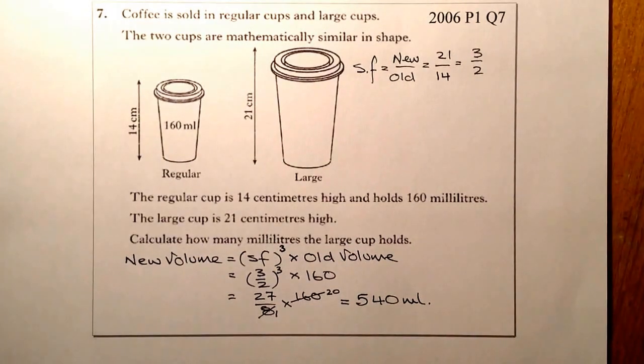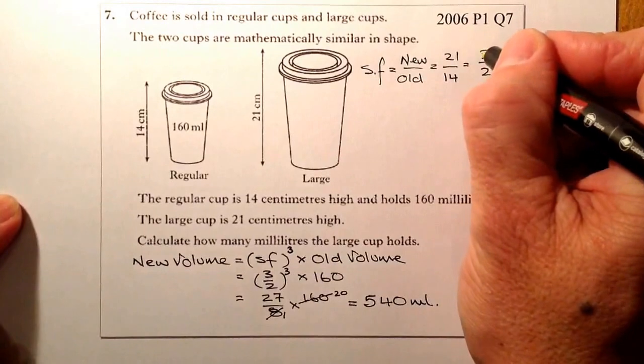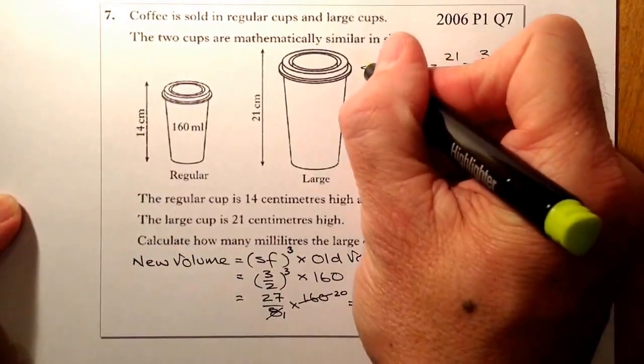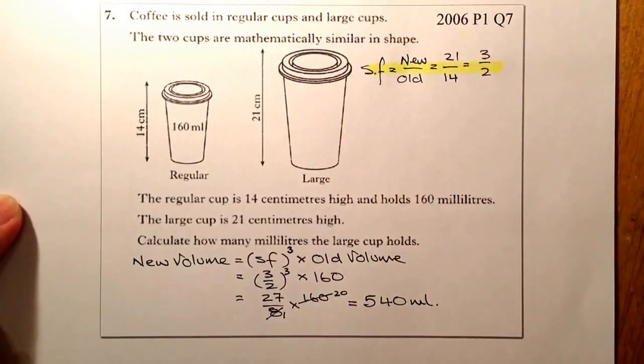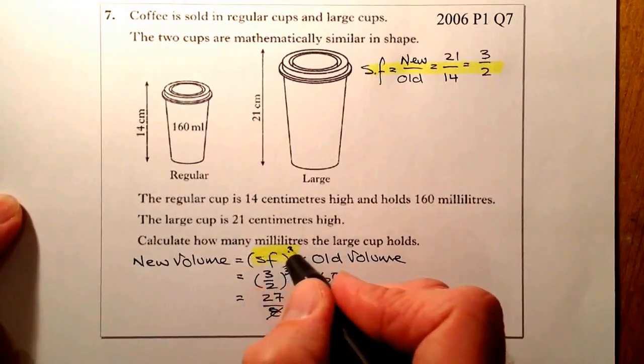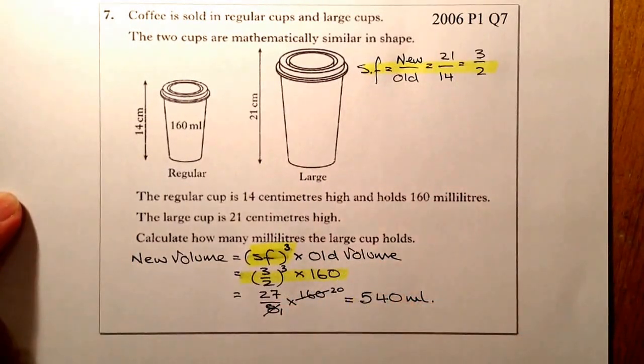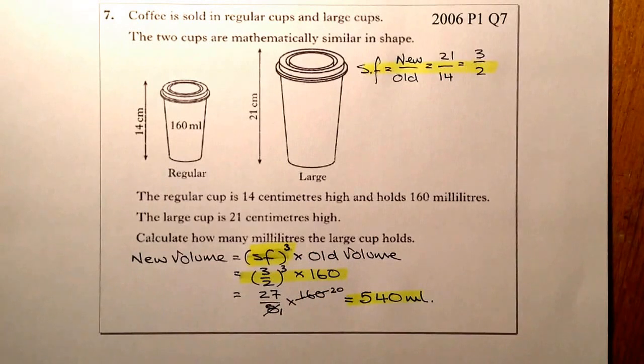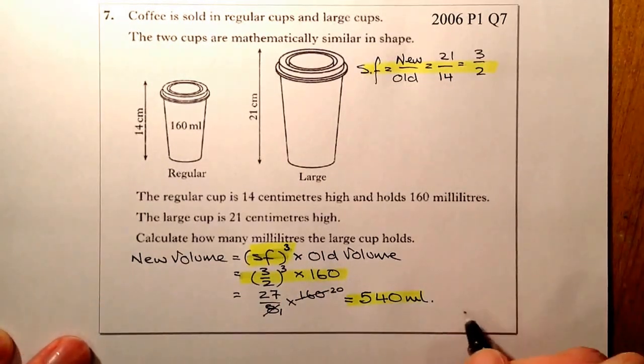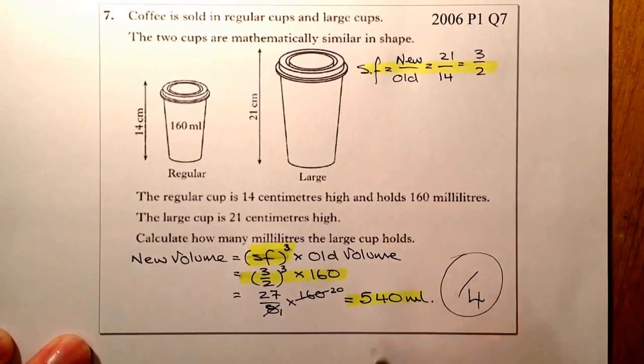Right, let's see how this is marked. I'm going to go for 1 mark for getting the scale factor correct, so 1 mark for this part up at the top. I'll get 1 mark for knowing to cube the scale factor, 1 mark for getting this line right, and finally a mark for getting the correct volume of the larger cup. Okay, so this one here, out of 4 marks.